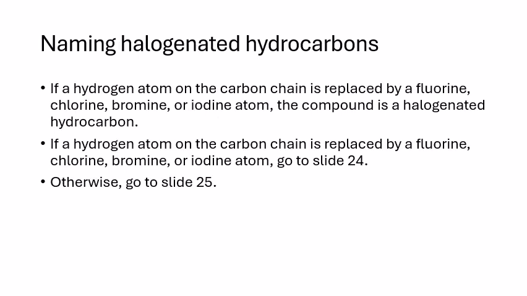Naming halogenated hydrocarbons. If a hydrogen atom on the carbon chain is replaced by a fluorine, chlorine, bromine, or iodine atom, the compound is a halogenated hydrocarbon. If a hydrogen atom on the carbon chain is replaced by fluorine, chlorine, bromine, or iodine, go to slide 24. Otherwise, go to slide 25.